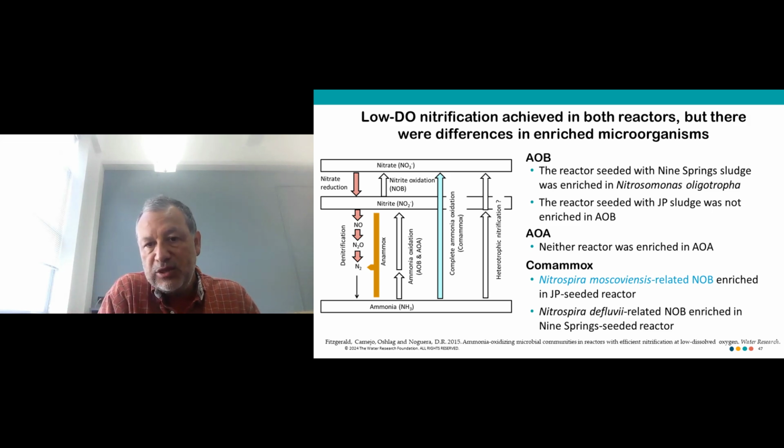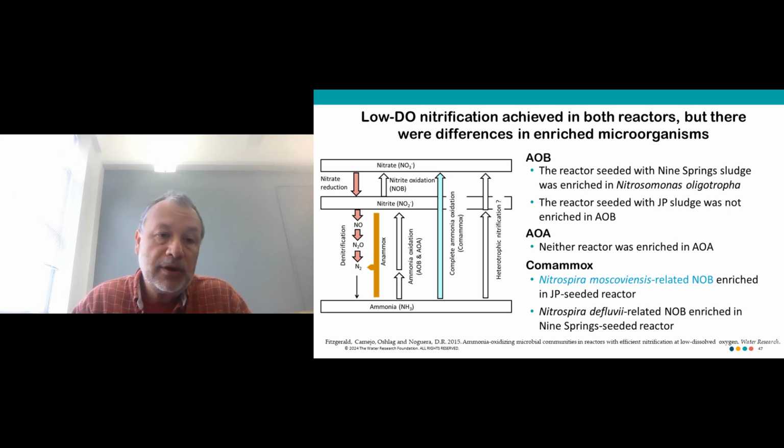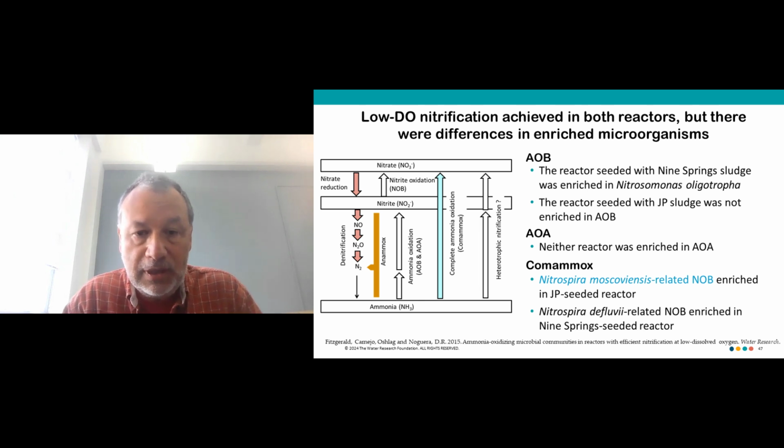On the sludge from 9 Springs, we saw the exact same thing, an enrichment of Nitrosomonas to the Nitrosomonas oligotropha group of organisms. That was what we had seen before. The sludge from the other plant, the one that had been operated for many years at low DO condition, had no ammonia oxidizing bacteria that we could detect, nothing. We also looked for ammonia oxidizing archaea, another organism that can do ammonia oxidation, and they were not present on either plant. So that would not explain ammonia oxidation on either one.